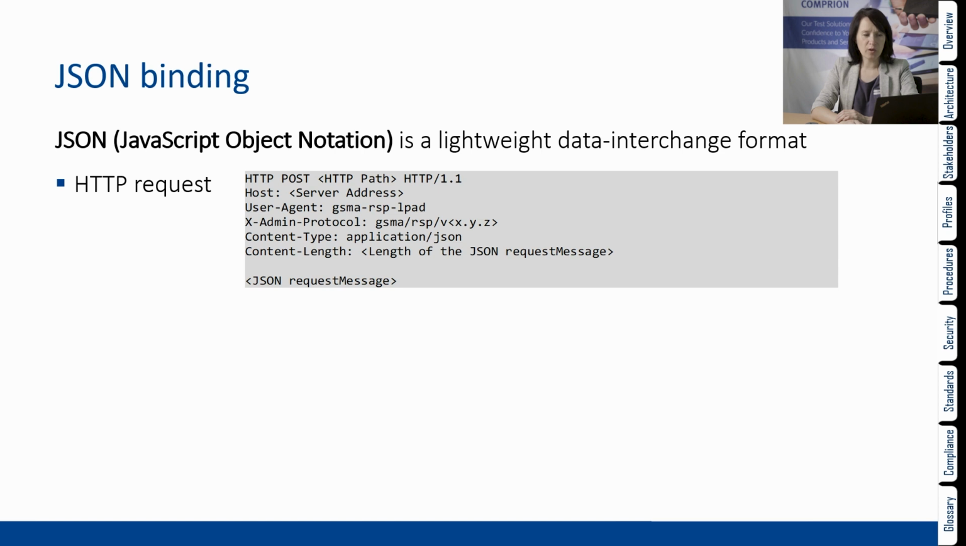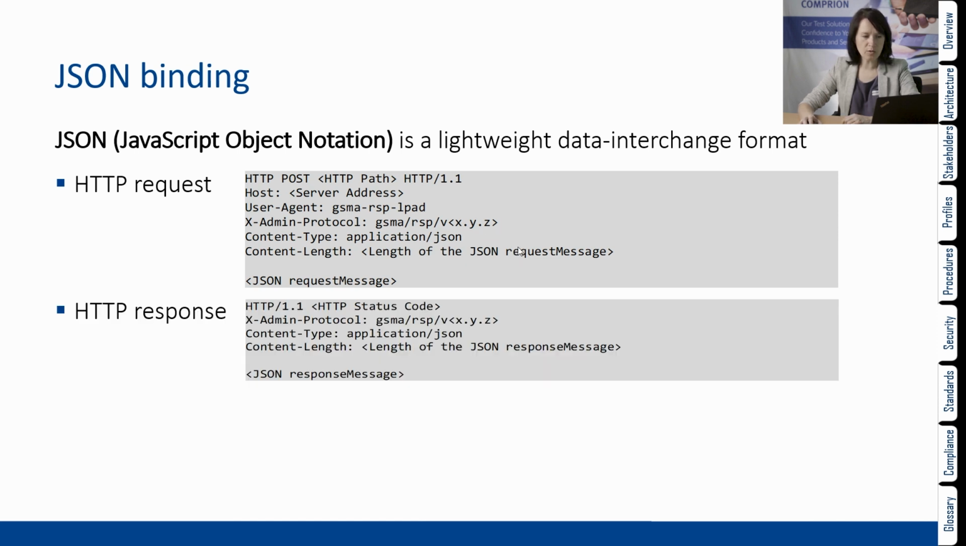The HTTP request will be sent using HTTP requests, and inside of this HTTP request you will see the server address, the user agent data, and then the protocol using the version of the RSP specifications. Then in the response header, you will see the status code, if it was successful, again the version and other information, actually the message itself, length.